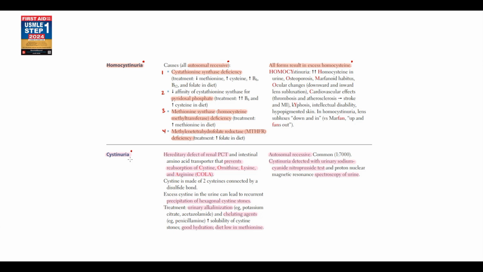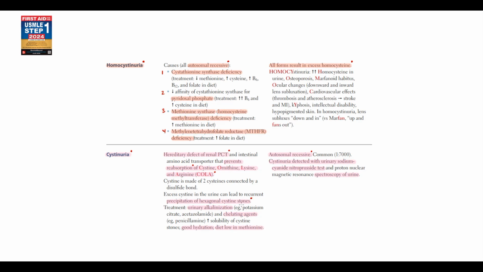But they both share the same metabolic pathway. Cystinuria is also an autosomal recessive disorder, and cystinuria is caused by hereditary defect of renal proximal convoluted tubule amino acid transporter and also intestinal amino acid transporter. Without both these transporters, we cannot reabsorb cystine, ornithine, lysine, and arginine. You can memorize this as COLA. Without cystine reabsorption in the kidneys, the concentration of cystine in the urine increases, which leads to a precipitation of cystine with formation of cystine stones in the kidney tubules.